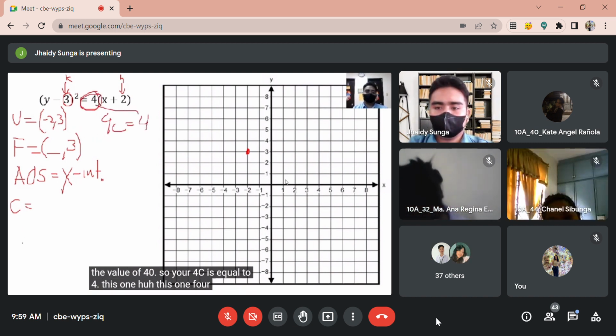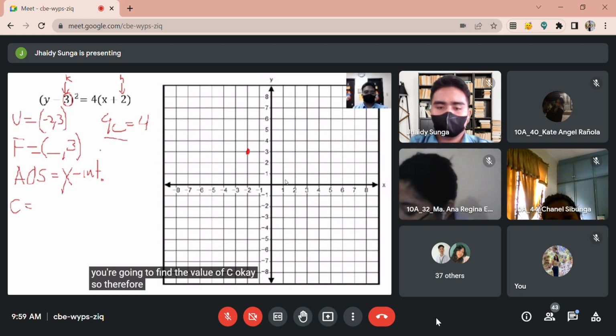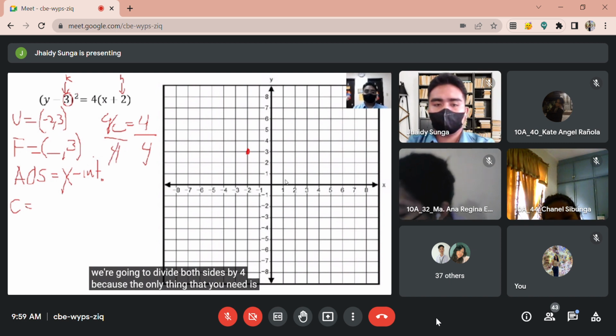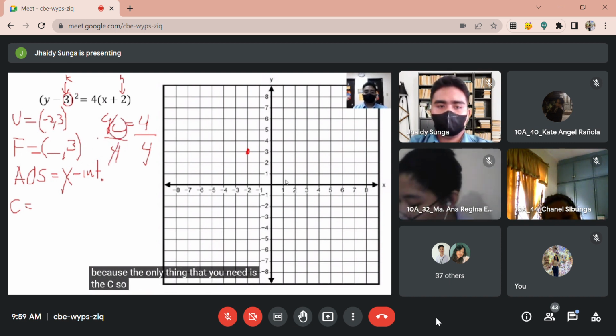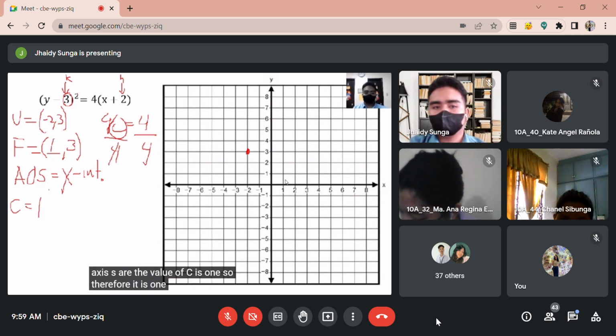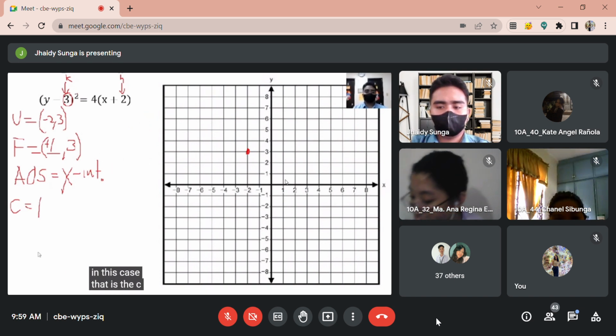4 is your 4c. Now, if you have 4c, you're going to find the value of c. So you're going to divide both sides by 4 because the only thing that you need is the c. So 4 divided by 4, the value of c is 1. Okay po? So positive. That is the c.